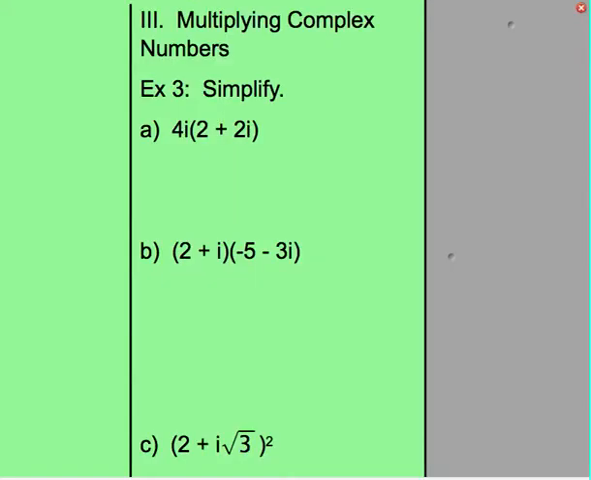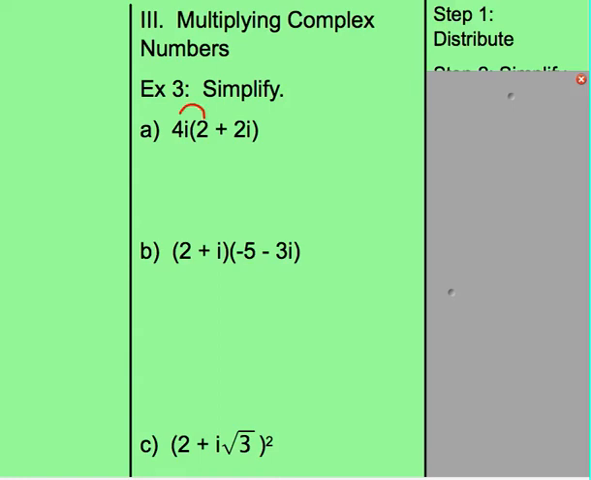And the last thing we're going to do is take a look at multiplying complex numbers. We had to learn how to work with powers of i before we could multiply, because when we multiply i by i, we're going to get i squared. So similar to working with algebraic expressions, we're just going to use the distributive property.